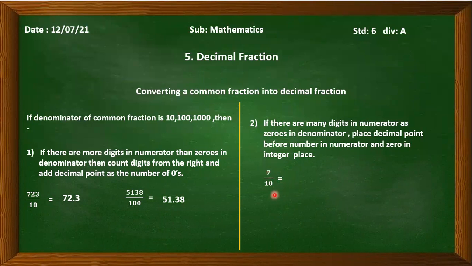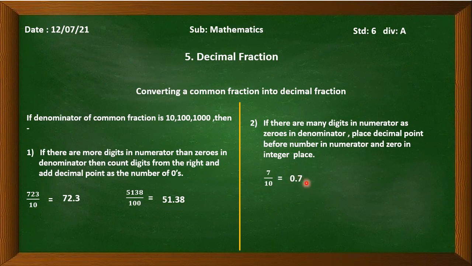It is a single digit, and below it is a double digit. So what we are going to do is place a decimal point before this number. What is this number? 7, right? So we are going to place the decimal point before this number, and after that we will add zeros in the integer place. So the answer will become this.